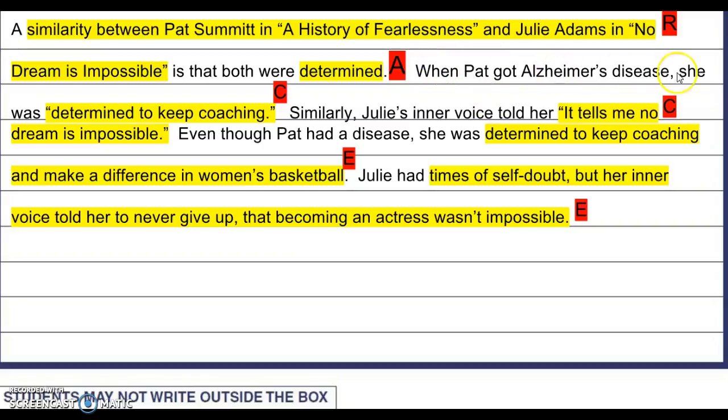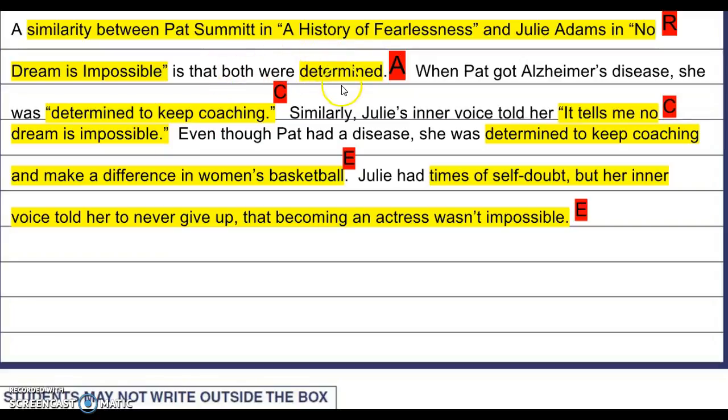So let's look at the first one. When Pat got Alzheimer's disease, she was determined to keep coaching. Okay, so there's my evidence. I've cited evidence from the first text. So I've separated them. So this is going to be kind of looking at the text apart from each other. So how was Pat determined? Well, she was determined to keep coaching. Similarly, see, there's that word again, similarly, Julie's inner voice told her, "It tells me no dream is impossible." So again, that shows that she's determined. Nothing is impossible. She's determined to accomplish her dream.